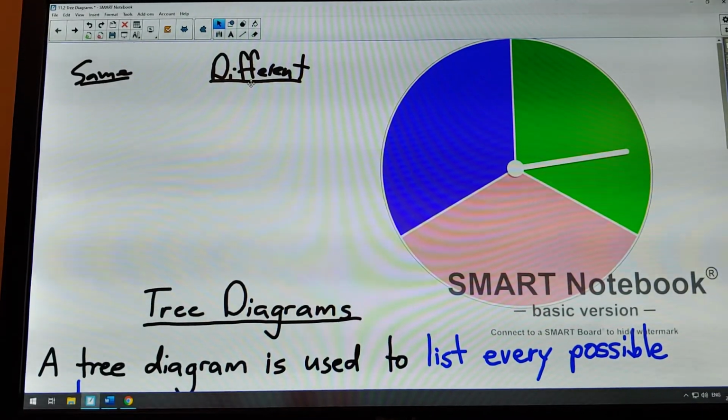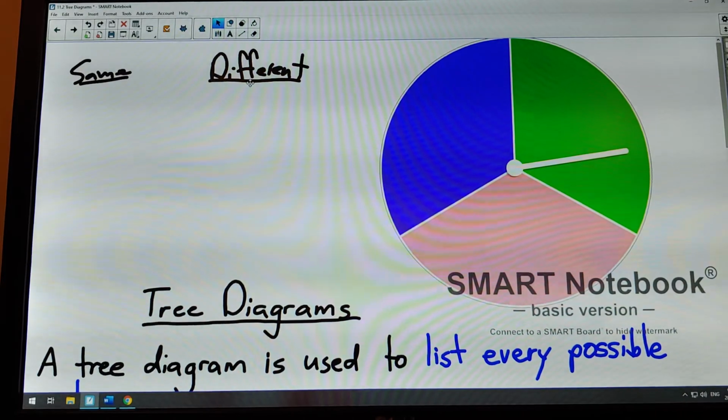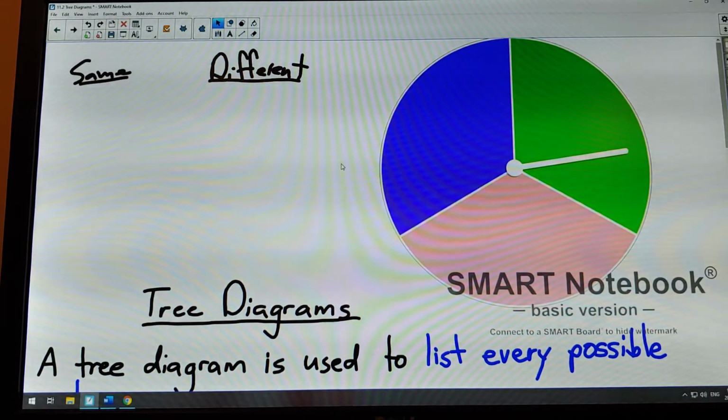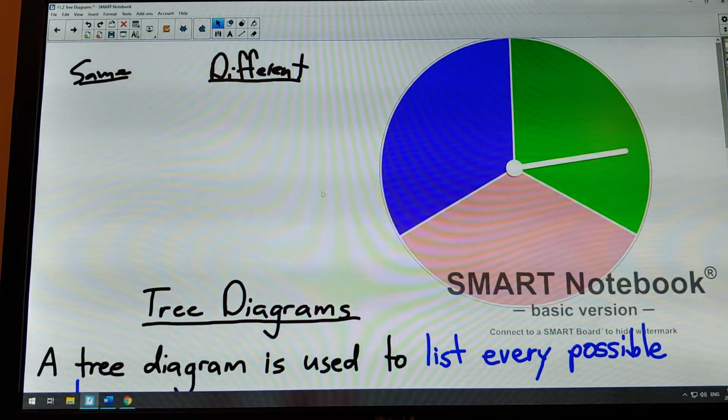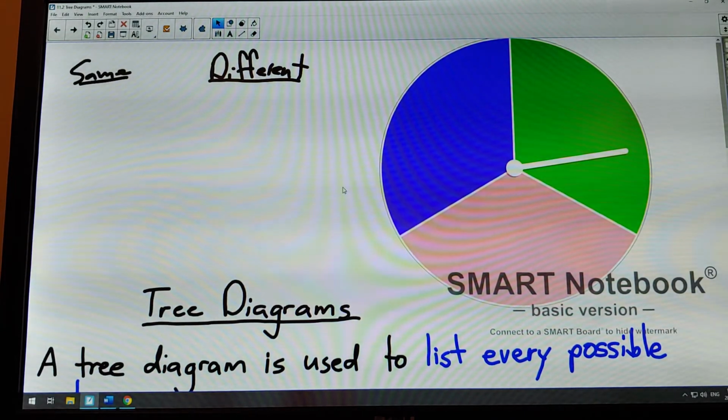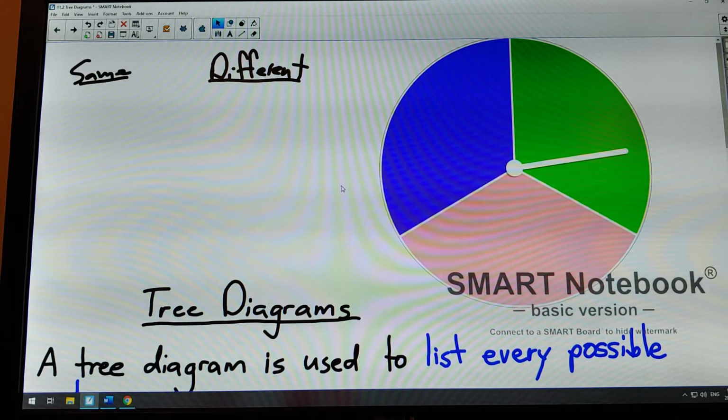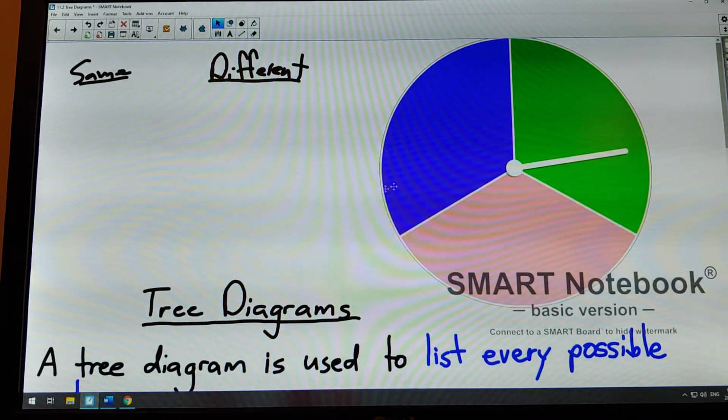Okay, ladies and gentlemen, welcome to the Same Different board game. The game where you get to spin the wonderful spinner o' fate. And if it comes up with the same, you get a point. If it comes up different, your partner gets a point. All right, you ready to play?